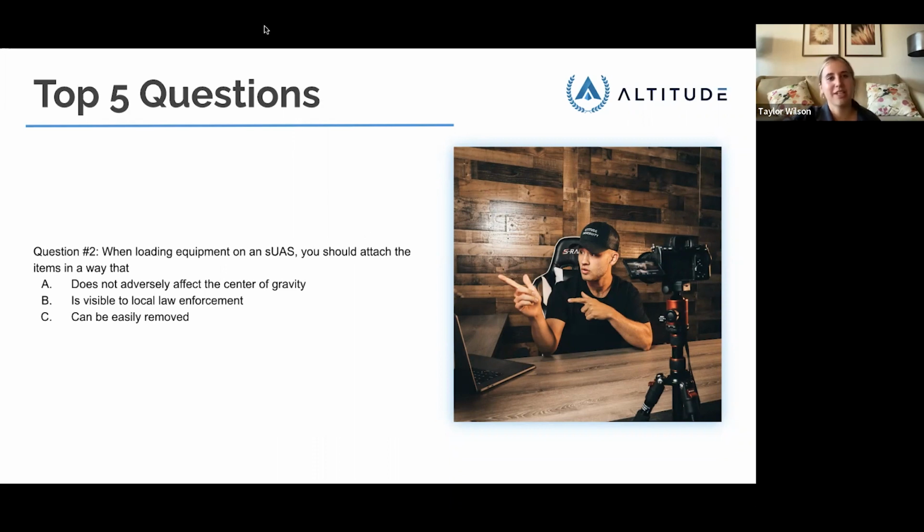Woohoo, lots of participation today. Thanks, guys. All right, our answer is A, does not adversely affect that center of gravity. Again, I highly encourage logging the weight and balance for every flight, especially if something were to go wrong in flight, you have proof that you loaded your aircraft appropriately.